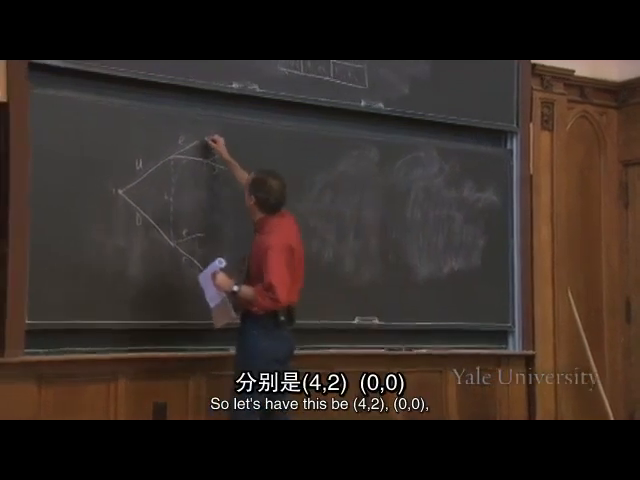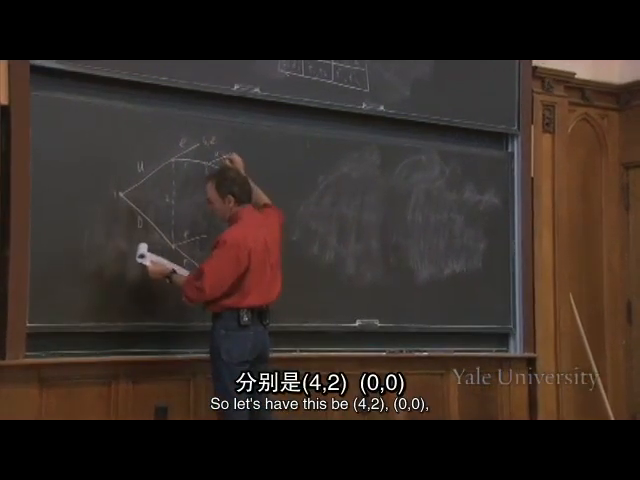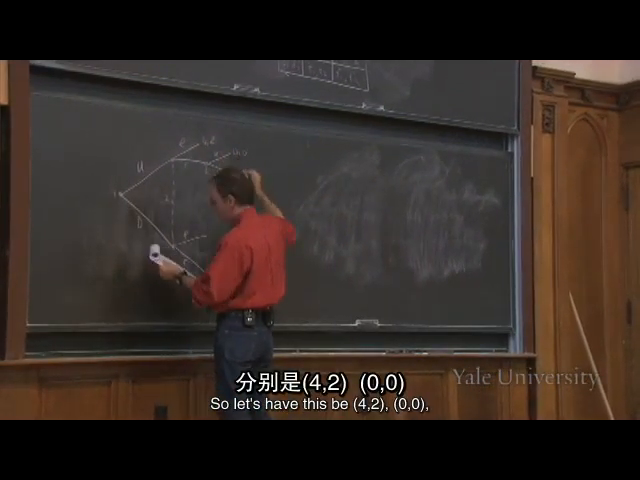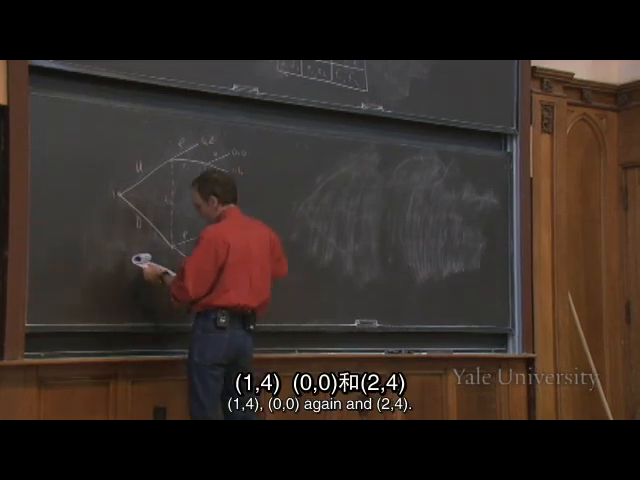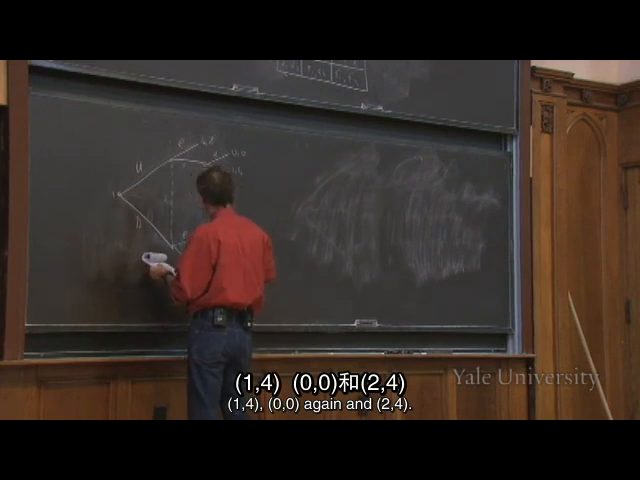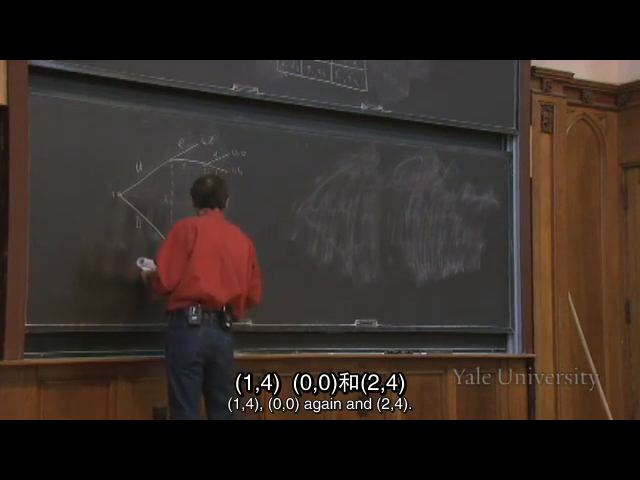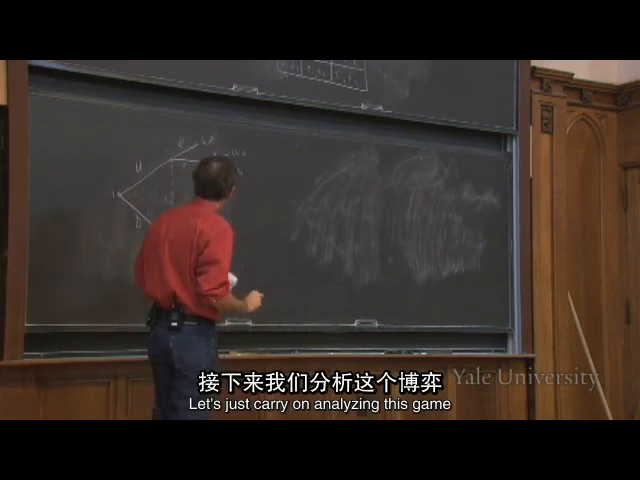Let's put some payoffs in. So let's have this be 4, 2, 0, 0, 1, 4, 0, 0 again, and 2, 4.